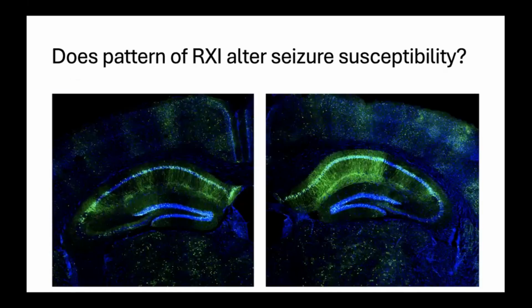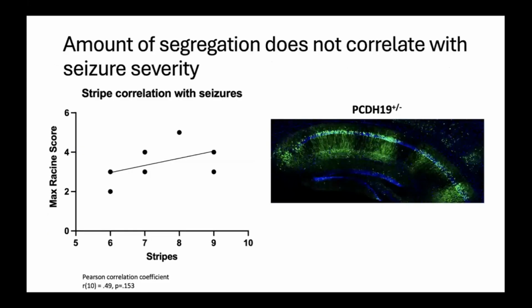So we really wanted to know if this pattern of random X inactivation actually altered their seizure susceptibility. So again, like we talked about, location, location, location. This is one mouse, this is the right side, this is the left side of the hippocampus, and you can see very different patterns of GFP striping within even the single mouse. And then if you take this across multiple mice, you can see very different patterns from one mouse to another. So we were wondering if there was any correlation between how much striping they had in the hippocampus and how likely they were to have seizures when exposed to hyperthermia.